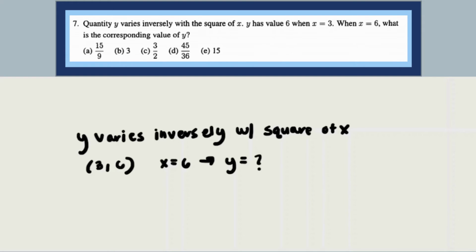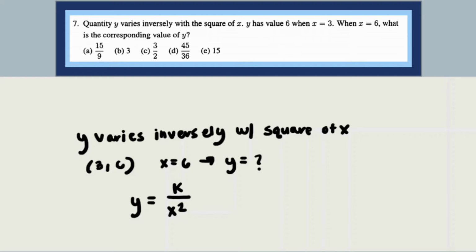So the first thing we need to do is find what this formula is. So our formula that we're going to use to solve for y is going to be y equal to, remember this is inverse variation, so this is going to be k all over, and it says it varies inversely with the square of x, so it's going to be all over x squared.